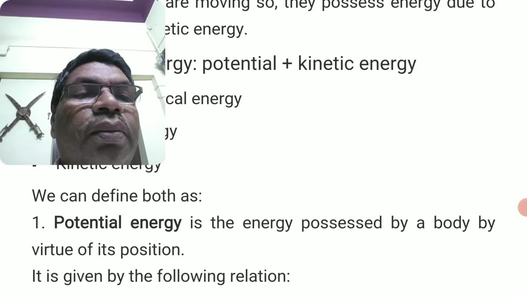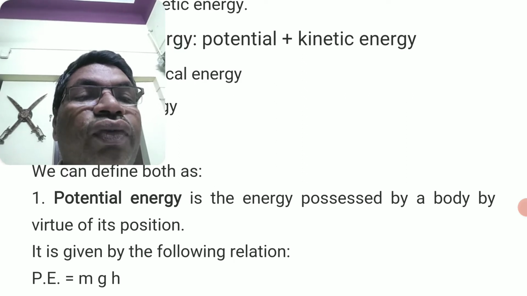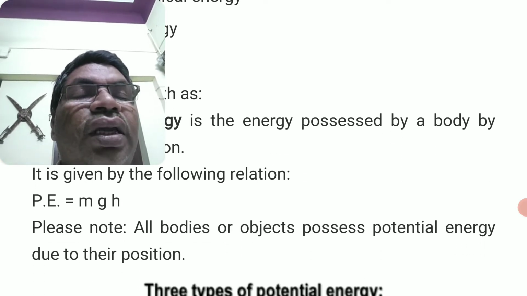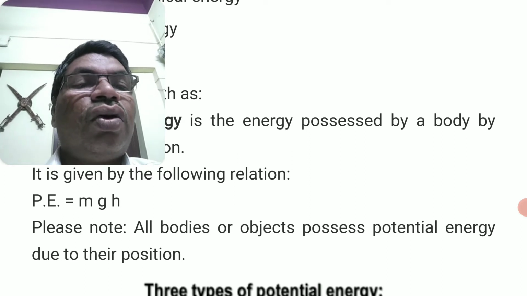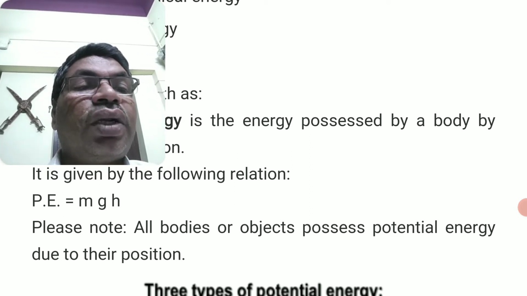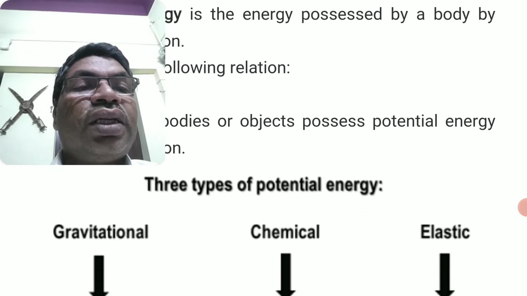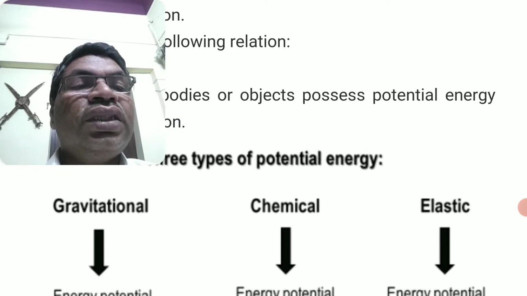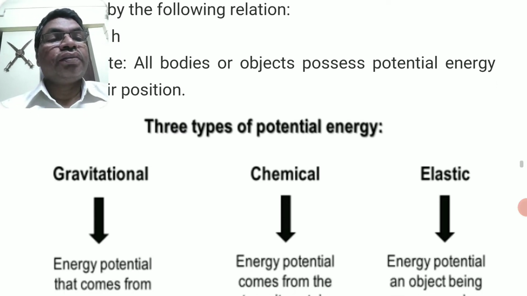We can define both. The first one, potential energy, is the energy possessed by the body by virtue of its position. It is given by the following relation: PE is equal to mgh. Please note, all bodies or objects possess potential energy due to their position. The three types of potential energies are gravitational potential energy, chemical potential energy, and elastic potential energy.